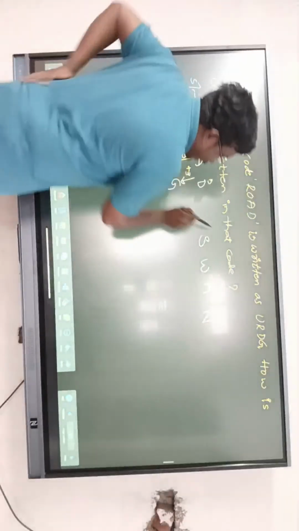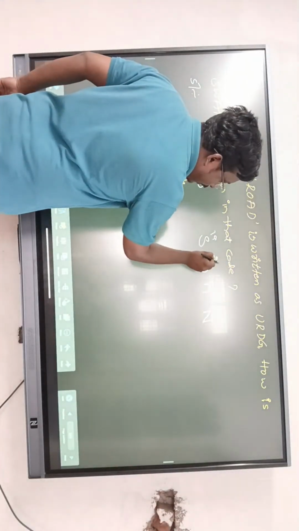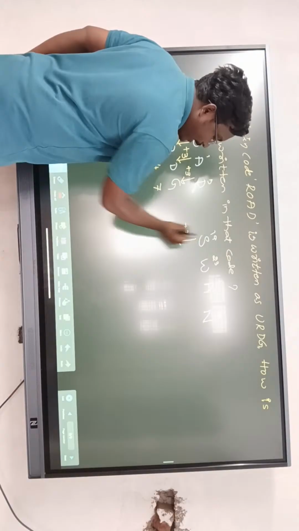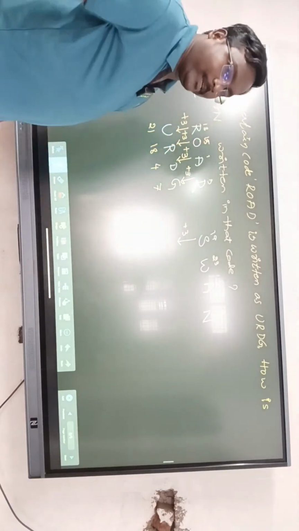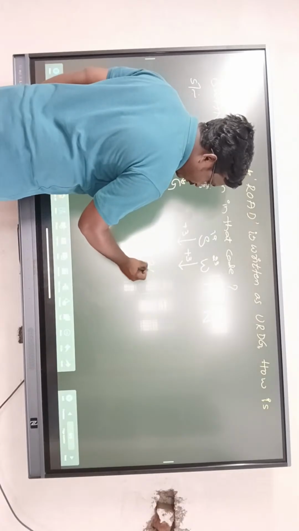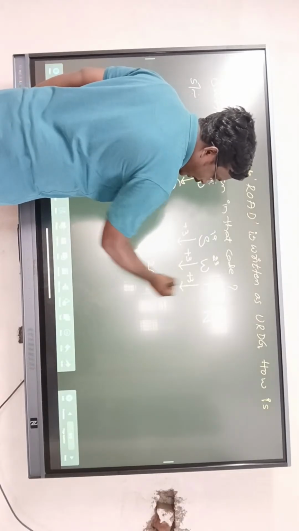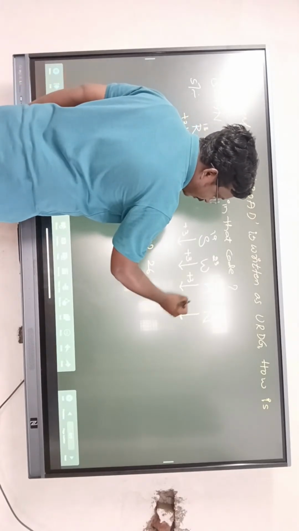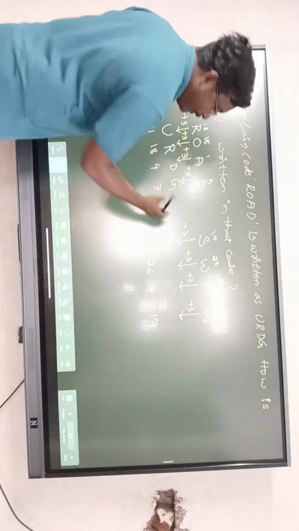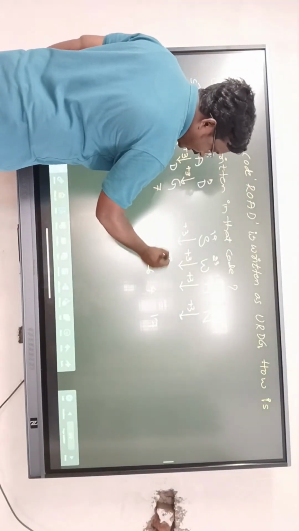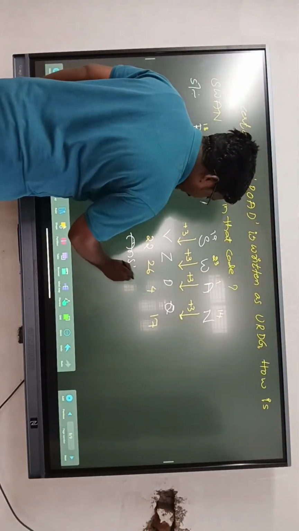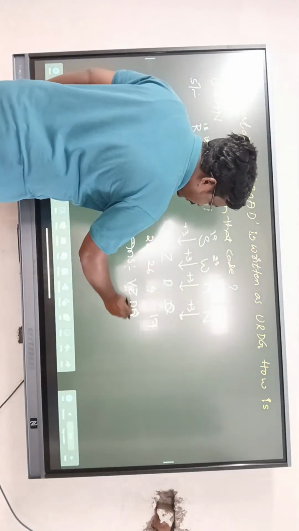In the same way, S is 19, W is 23, A is 1, N is 14. 19 plus 3 is 22. 23 plus 3 is 26. 1 plus 3 is 4. 14 plus 3 is 17. 22 is V, 26 is Z, 4 is D, 17 is Q. So what is the answer for this? V, Z, D, Q. This is the answer.